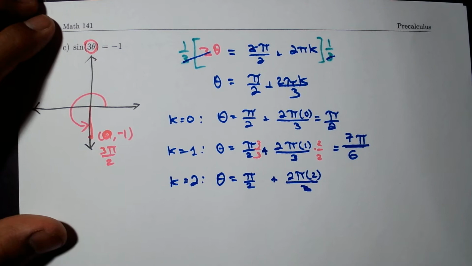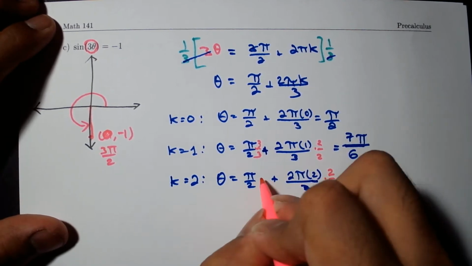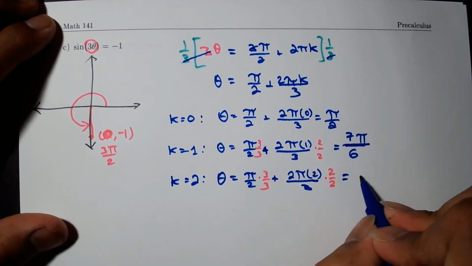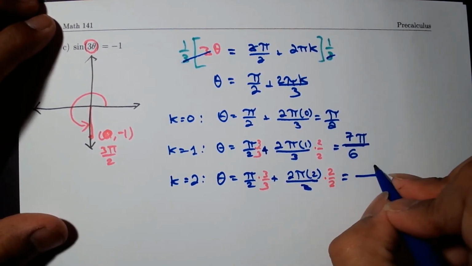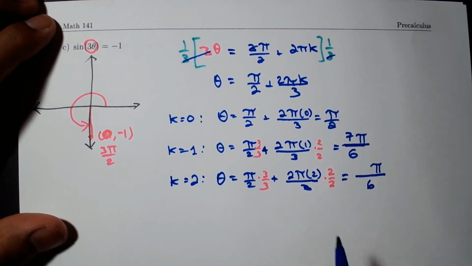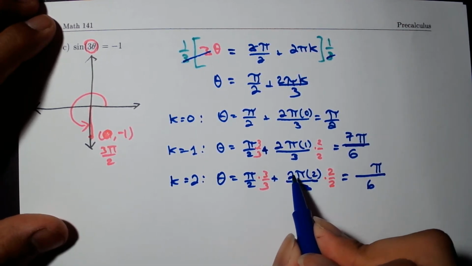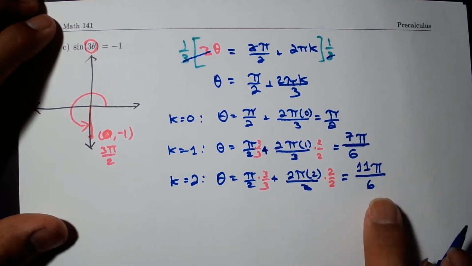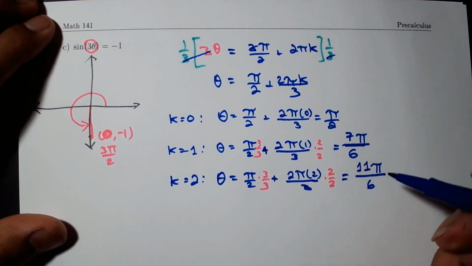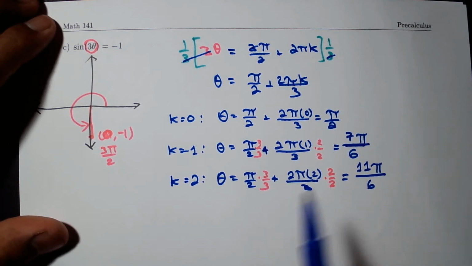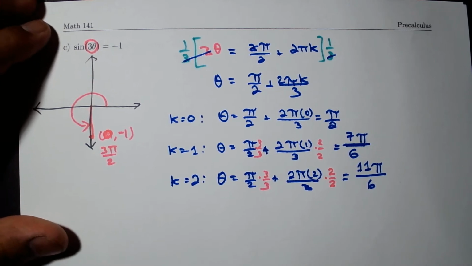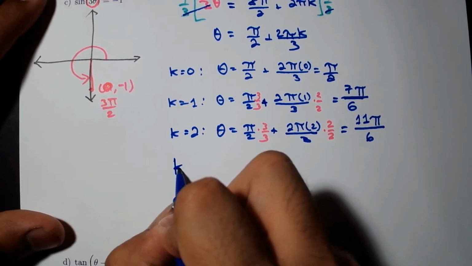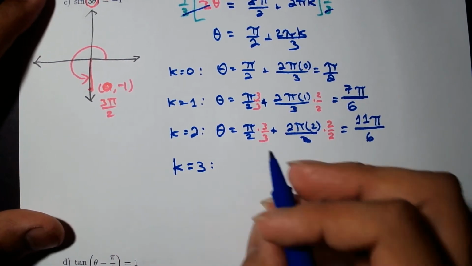Well, in this case, what do we need? We need to multiply by 2, divide by 2, multiply by 3, divide by 3. So what are we going to have? Pi over 6. Let's multiply 2 times 2, which is 4, times 2. That's 8 plus 3, that's 11. And notice how 11 pi over 6 is very close to 2 pi. So most likely k equals 3 is going to give us an angle outside of the 0 to 2 pi. But let's just do it to make sure.